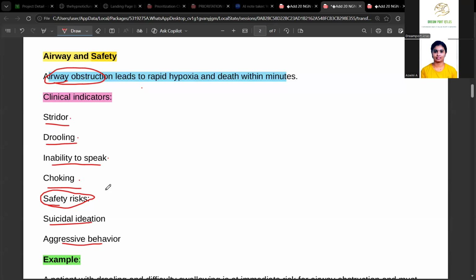But if the client is having any safety issues, for example if the client is having suicidal thoughts, that is life threatening. Aggressive behavior is also life threatening. Okay, in such cases, safety is our highest priority.